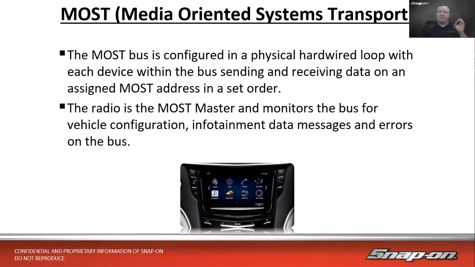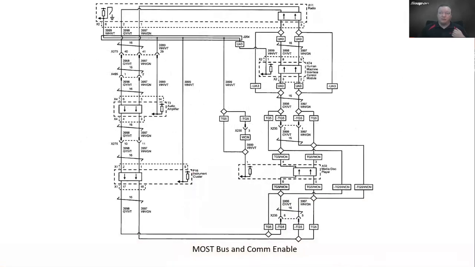So the MOST bus is configured in a physical hardwired loop with each device within the bus sending and receiving data on an assigned address in a set order. So each part of the bus has its own, let's call it an IP address. It's not Ethernet, but we'll just say it has its own address on the network. And then each one goes in turn around this ring. Now the radio is the MOST master and monitors the bus for vehicle configuration, infotainment data messages, and errors on the bus. All right, so the radio is in control and everybody else talks through the radio.